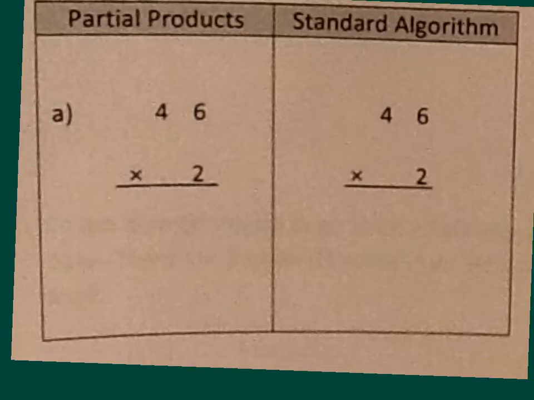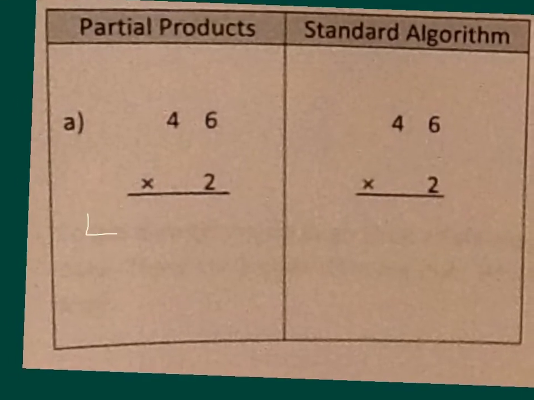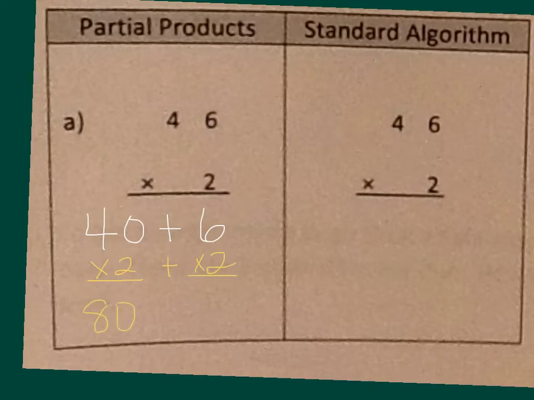So let's do it. Our problem is going to be 46 times 2, which means we have 46 two times. To use the partial products, I'm going to break apart 46 into 40 plus 6. Then I'm going to multiply 46 by 2, which means I'm going to take 40 and multiply it by 2, and then add that to 6 multiplied by 2. 40 multiplied by 2 is 80. I'm going to add that to 6 times 2, which is 12, and my answer is going to be 80 plus 12, which is 92.